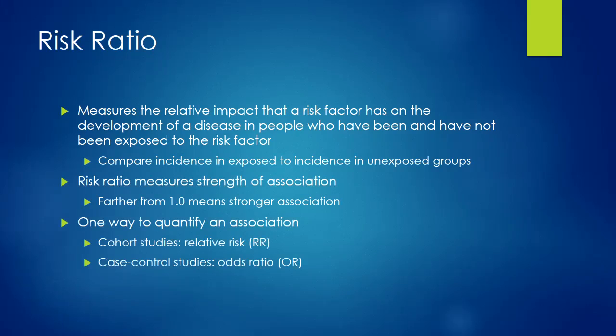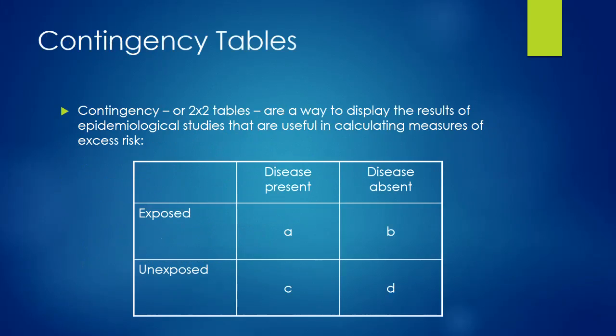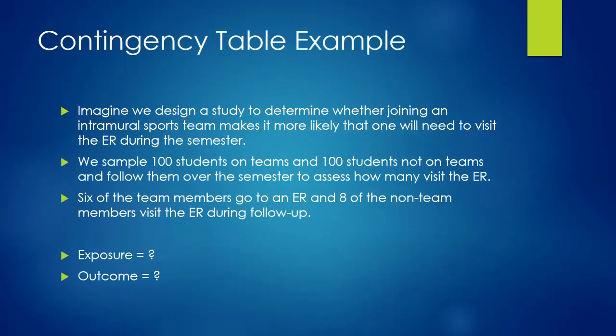In cohort studies, risk ratios are called relative risks, and in case control studies, they're called odds ratios. And these two are slightly different. In both cases, we start with a contingency table or a 2x2 table where we have exposed and unexposed people in the rows and disease groups present and absent in the columns. And this is commonly how we label them A, B, C, D.